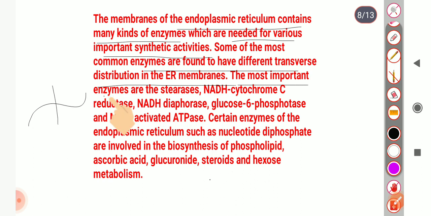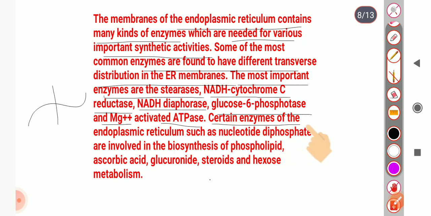The most important enzymes are esterase, NADH cytochrome C reductase, NADH diaphorase, glucose 6 phosphatase, and magnesium ion. Magnesium ion is necessary to activate ATPase. The ATPase enzyme needs magnesium ion for activation.